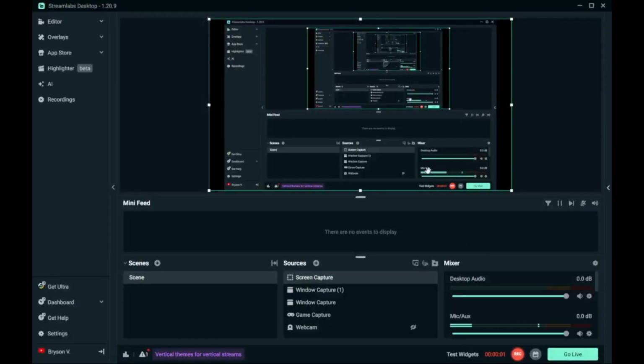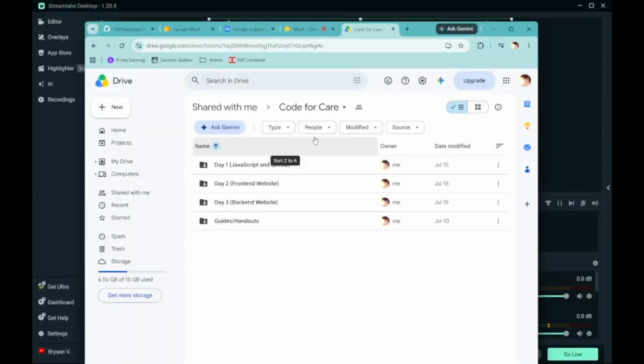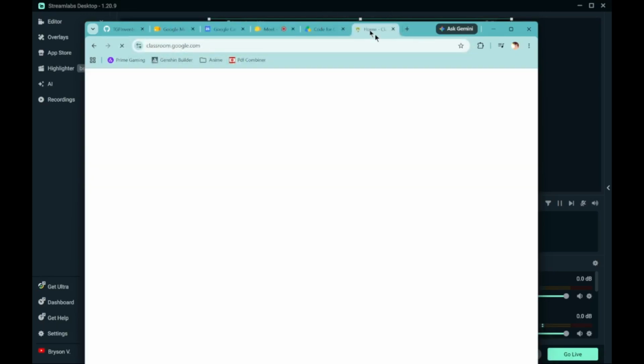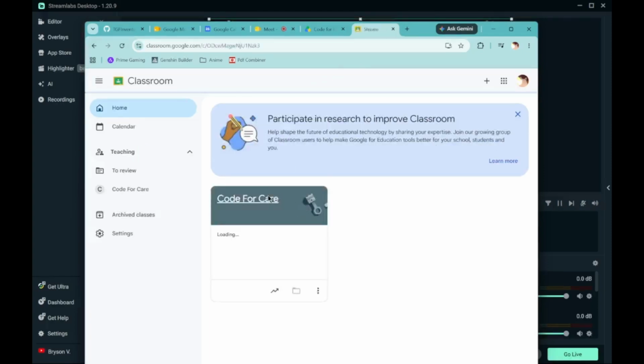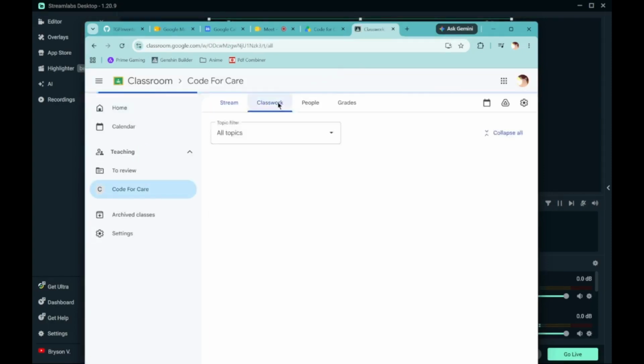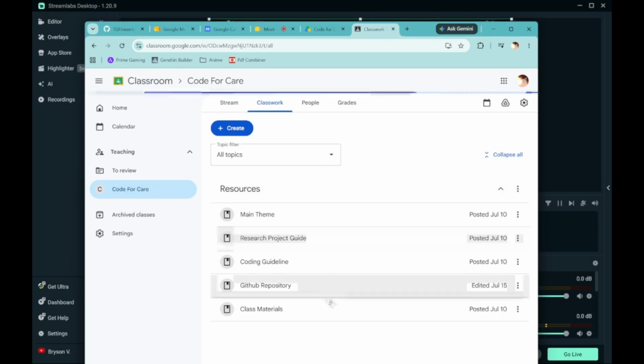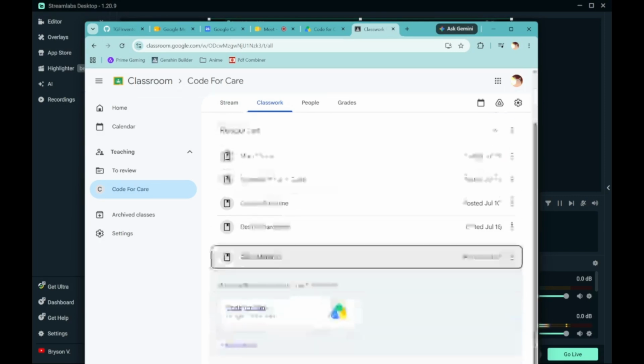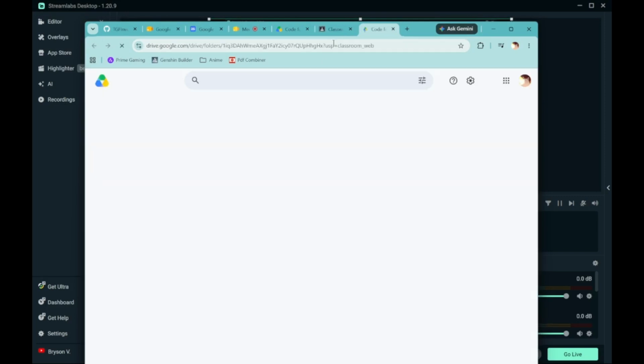Okay, so I just wanted to explain what we want in the research project and where to find it. When you go into Google Classroom, you're going to go to CodeForCare, classwork, and then down here there should be the class materials. This is where you find our Google Drive.